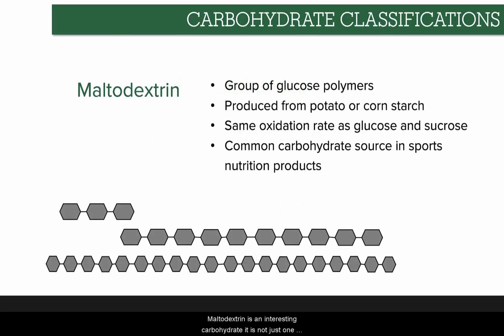Maltodextrin is an interesting carbohydrate. It is not just one structural molecule, but rather a group of glucose polymers. Each structure has a different number of glucose molecules in the chain. It is produced from potato or cornstarch and is considered a polysaccharide, but in the body behaves as a mono or disaccharide and has the same oxidation rate as glucose and sucrose. Maltodextrin is a common ingredient in sport nutrition products.